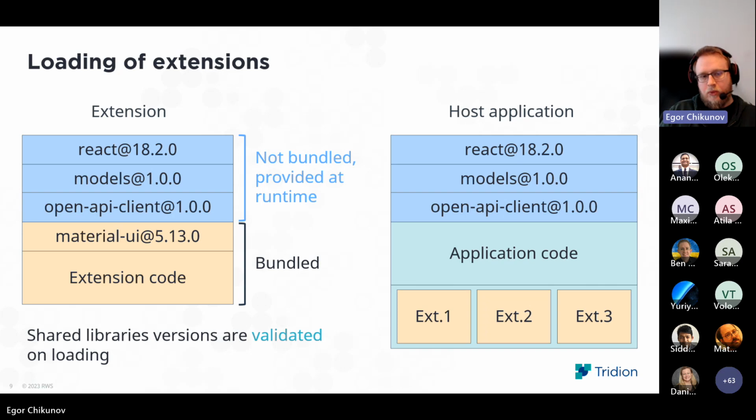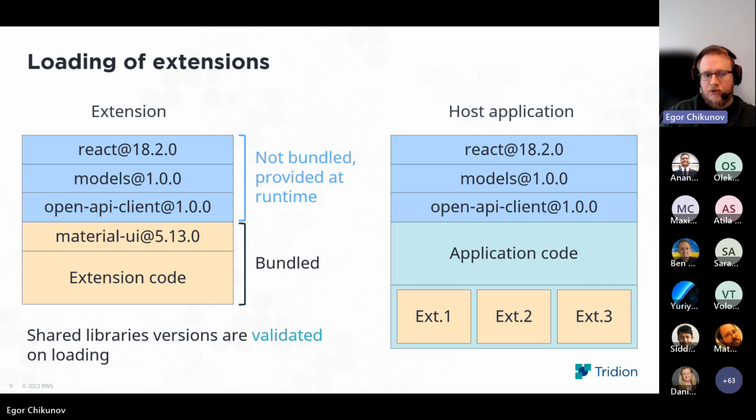Then how exactly do we load an extension? And this is an important part, which returns us back to why you cannot use a newer version of React. The way it works, while you're developing an extension, you're referencing some version of React, some version of other libraries, like models and OpenAI client. Those are packages that we're going to provide.